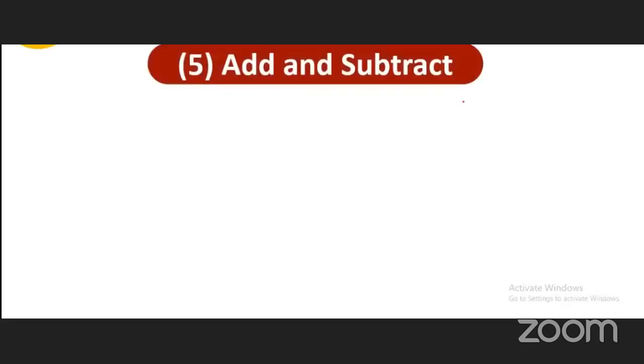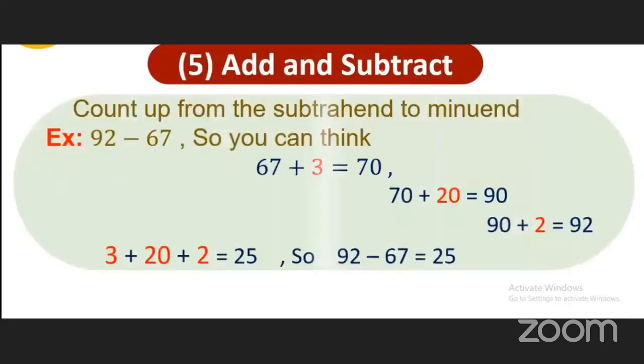Continue lesson 2. Review mental math strategies. Number 5: add and subtract. Here, count up from subtrahend to minuend. Where is the subtrahend and where is the minuend? Yeah, subtrahend and minuend. So, 92 minus 67. So you can think، أنا هعمل إيه؟ هاخد ال 67 أزود لها added 3.